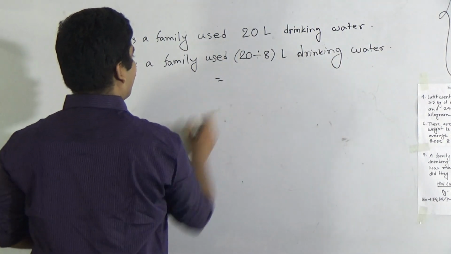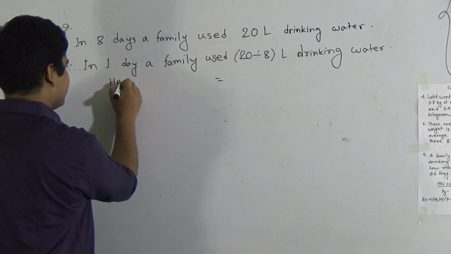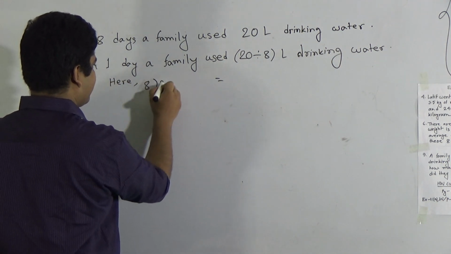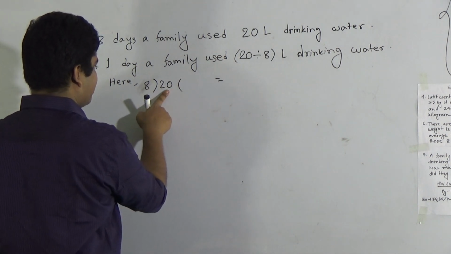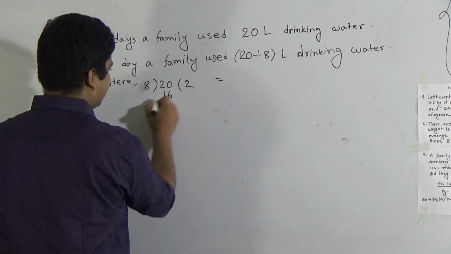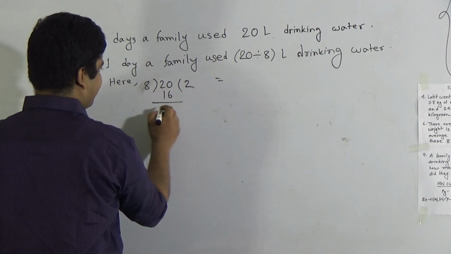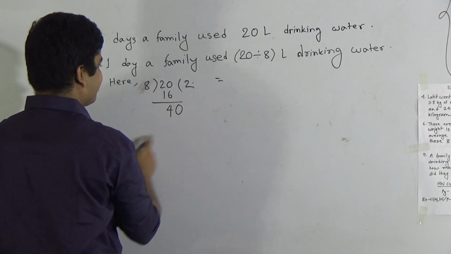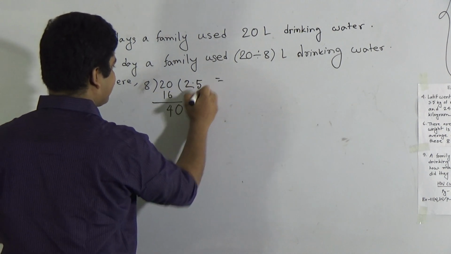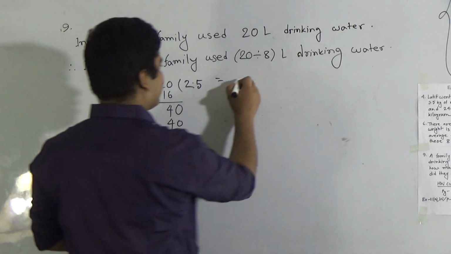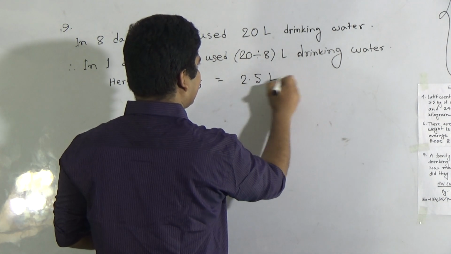Okay, we do division, that means here divisor is 8 and dividend is 20. In 20, 8 goes in 2 times. 2 8s are 16. If we subtract, then we get 4. We give here point. For this point here is 0. In 40, 8 goes in 5 times, that means 40. So 2.5 liter drinking water.